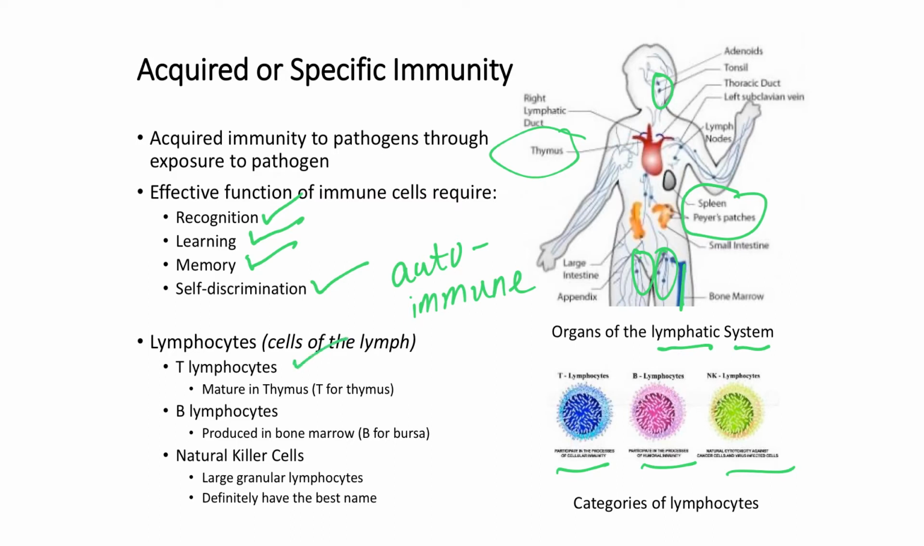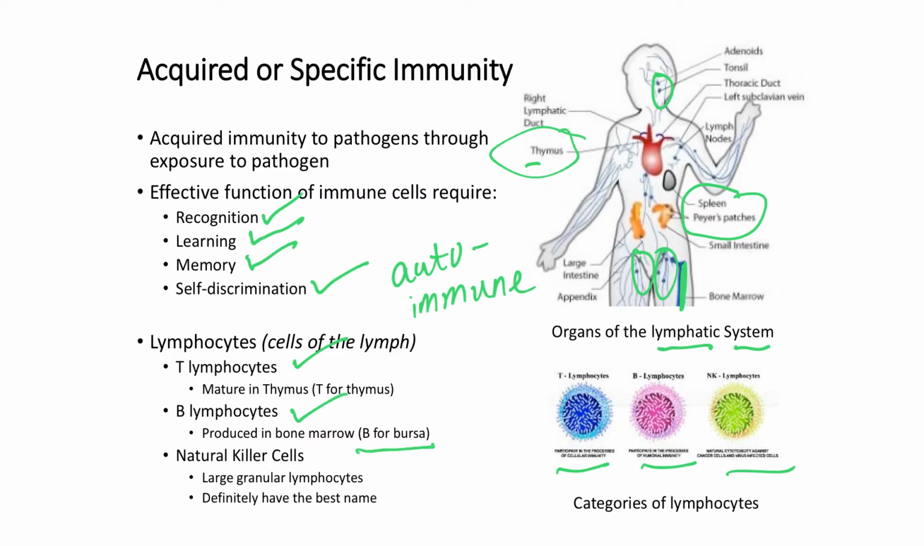We'll start out with T cells, and they are named T cells because, while everything is developed in the bone marrow, they mature in the thymus. Thymus starts with T, so they were named T cells. B cells are produced in the bone marrow, and they mature generally in the bone marrow in humans.